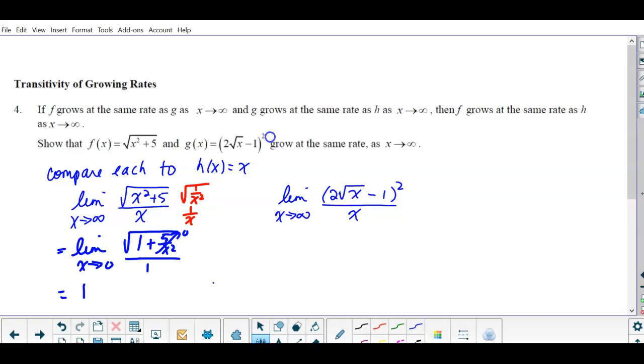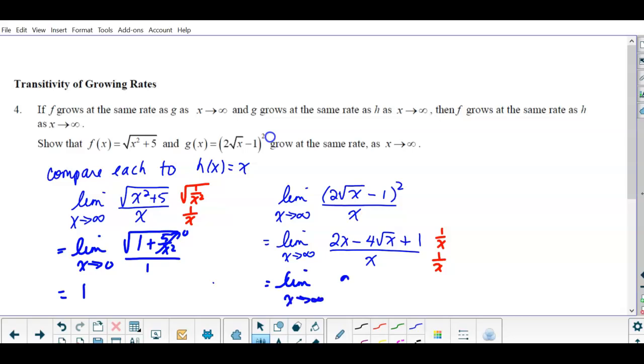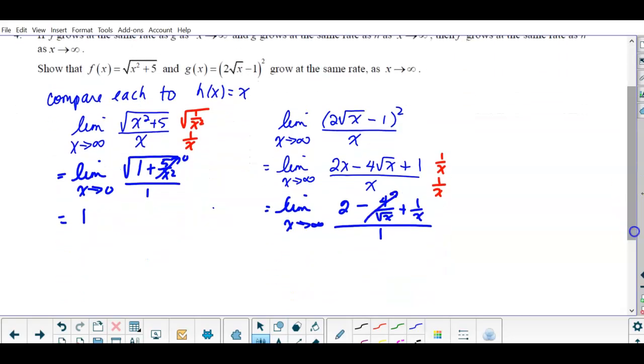And in this case, you could expand out. So that would be 2x minus 4 root x plus 1 over x. And then again, you're really multiplying top and bottom by 1 over x. We get 2 minus 4 over root x plus 1 over x all over 1. Okay, so then those go to 0. So we get 2. Okay, it's a different limit. But this is not equal to 0, not infinity, so therefore same rate. Same thing here, not equal to 0, not equal to infinity, so same rate.